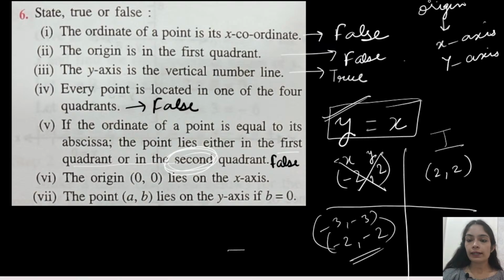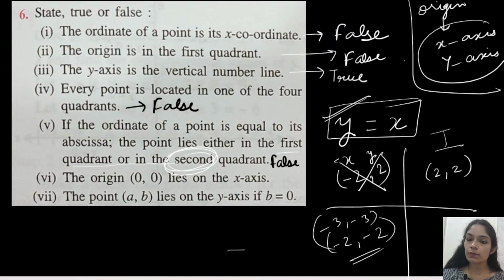Why is it true? I have already discussed it at the very start. The origin lies on the x-axis as well as on the y-axis. The question says it lies on the x-axis, so this is true. If they say it lies on the y-axis, that is also true. So both things are true.